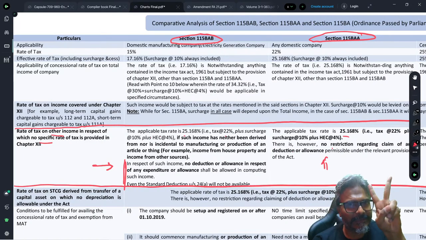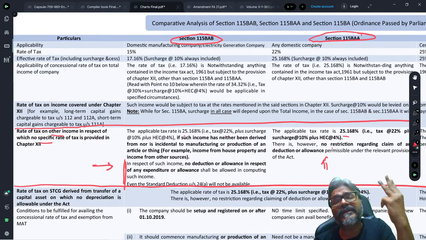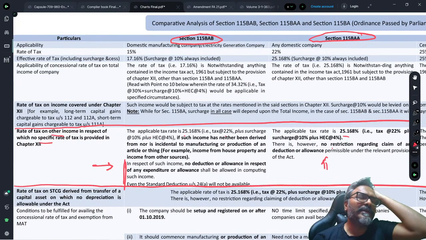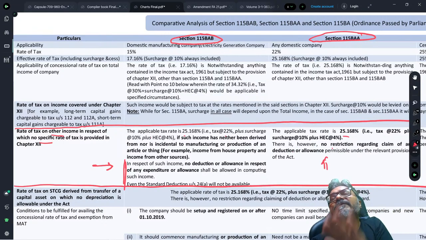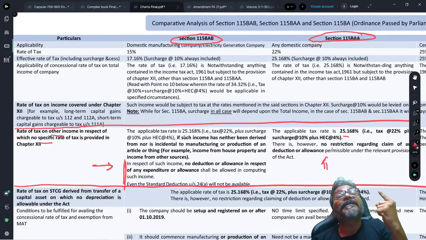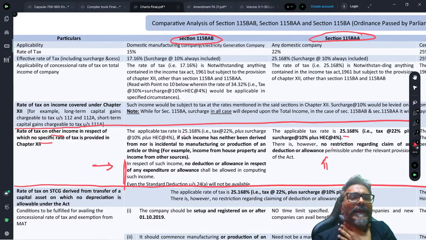So this is my second rate, the second rate in 115 BAB. So what was the first rate? I told you there are three rates. The first rate happens to be the special rate of tax. If in the total income computed as per 115 BAB there is any special income, then that special income will be taxed at the special rate. Then the second category is the income which is derived from manufacturing business or the income which is incidental to the manufacturing business. On that, the rate of 17.16% will be applied.